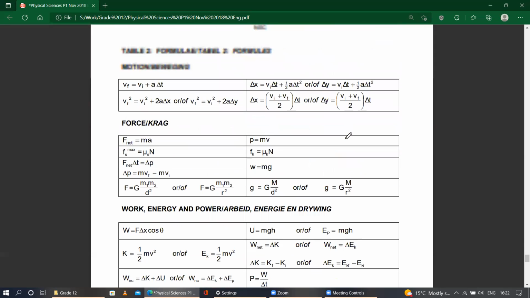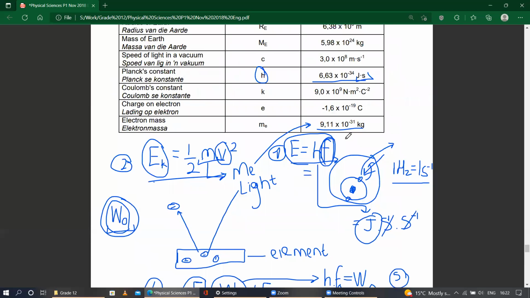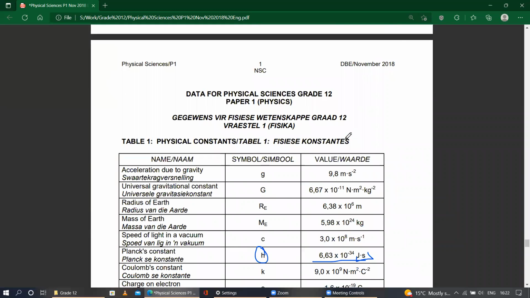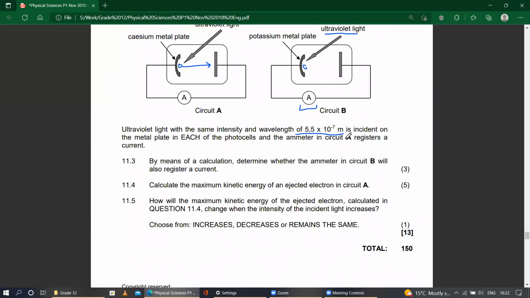Do you understand that? Or maybe was I going a bit too fast? I got it, sir, but what's the wavelength? The wavelength, they gave it to us here.